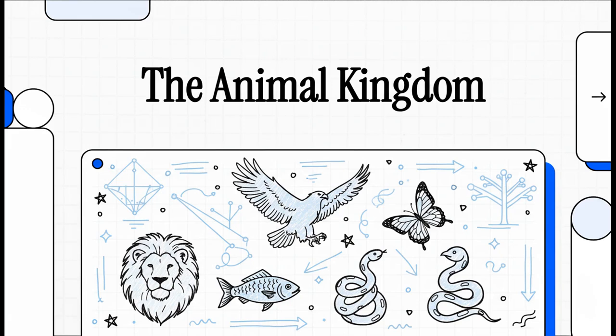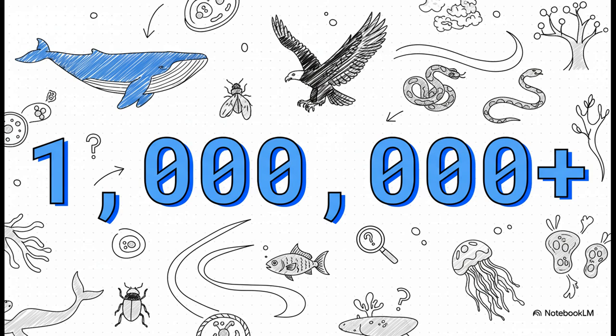Hey there! Ever just stop and wonder how on earth scientists make sense of the millions of animal species out there? Well, today we're going to pull back the curtain on the really elegant system they use to bring some order to the beautiful chaos of the animal kingdom. And I'm not kidding about the numbers.